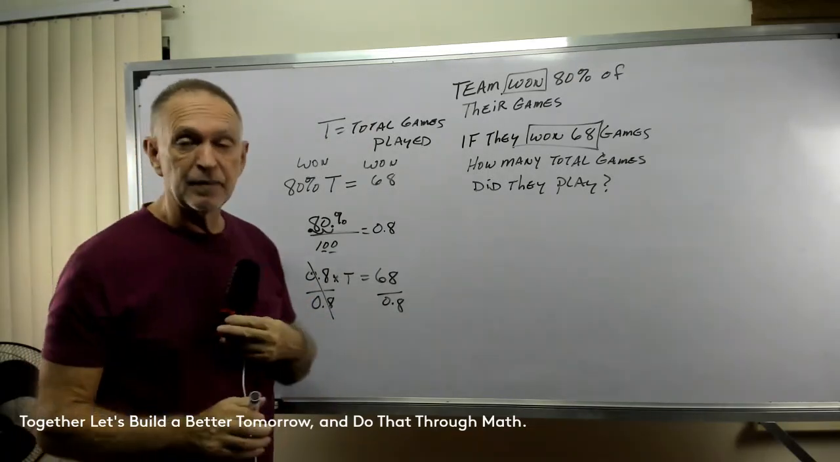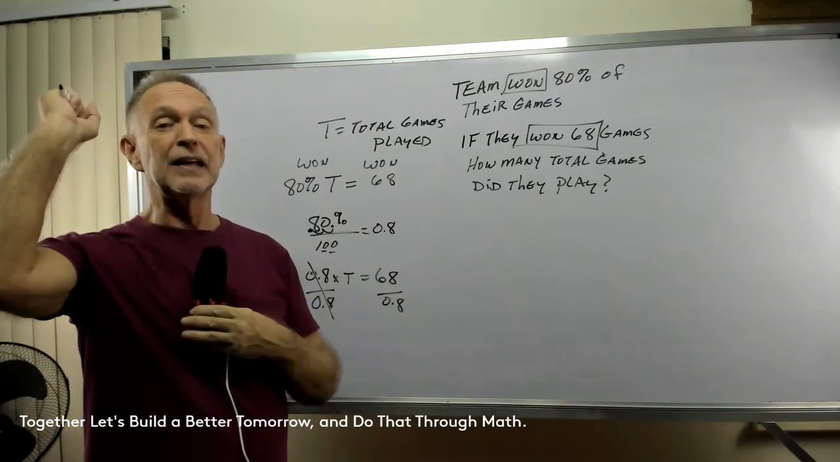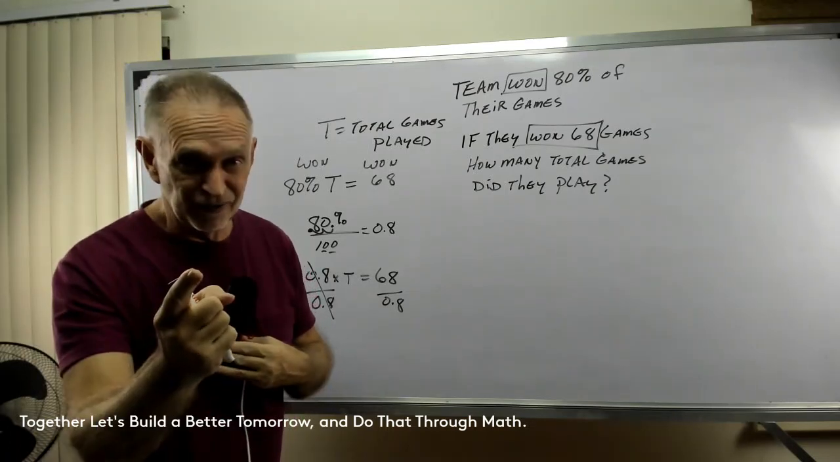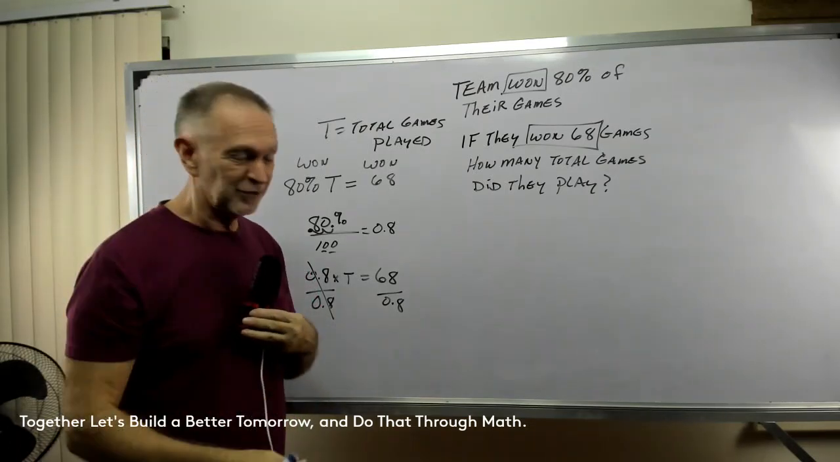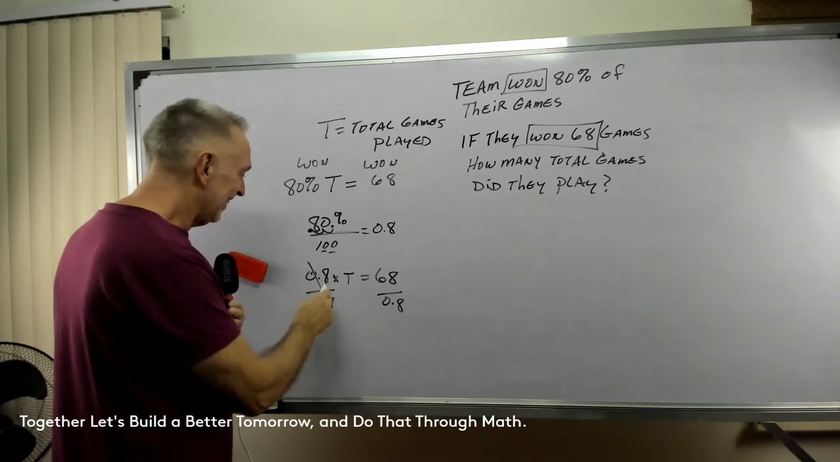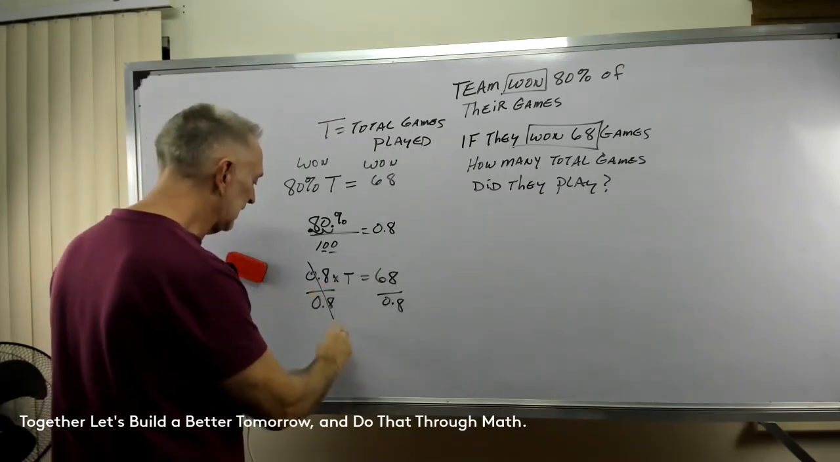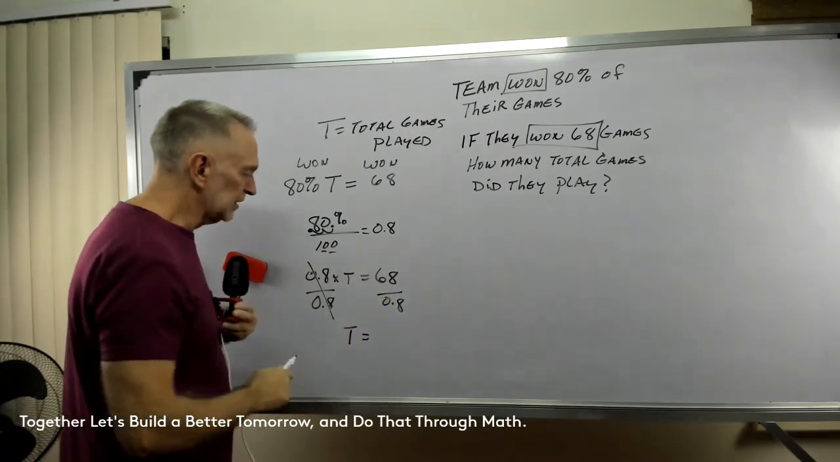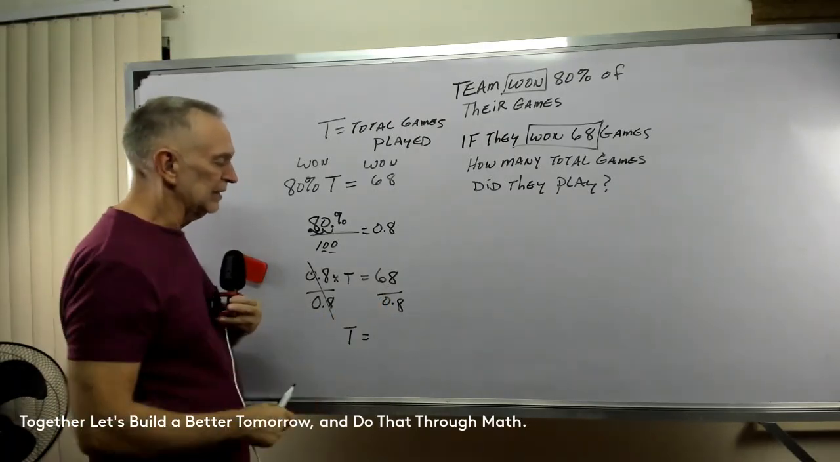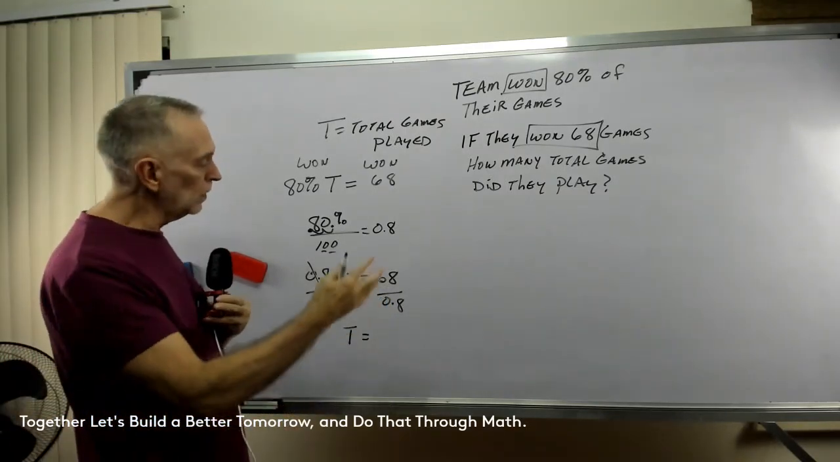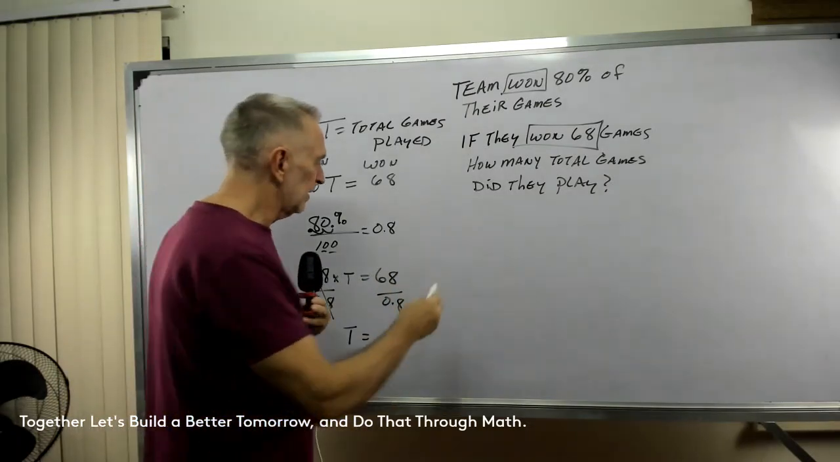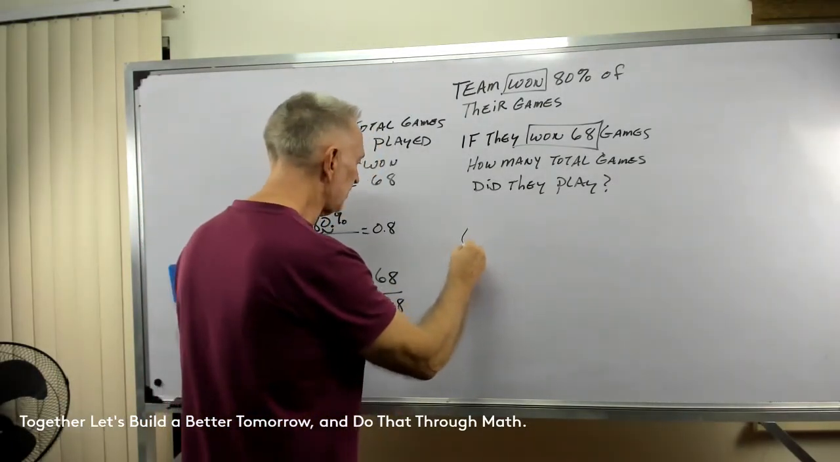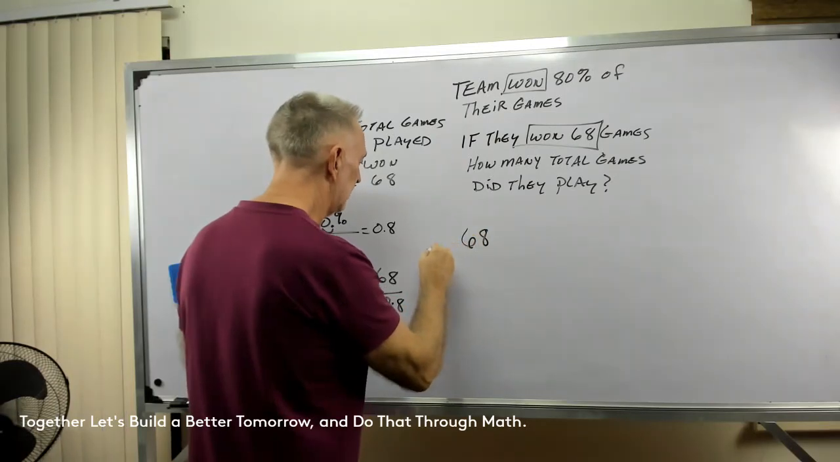0.8 divided by 0.8 is 1. If you say 0, no supper for you. Okay. All right, so 1 times T is T. So now I have 68 divided by 0.8. Whoa. Oh, I have to get rid of that decimal. 68 divided by 0.8.